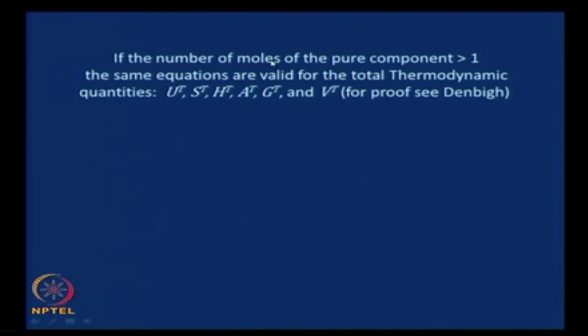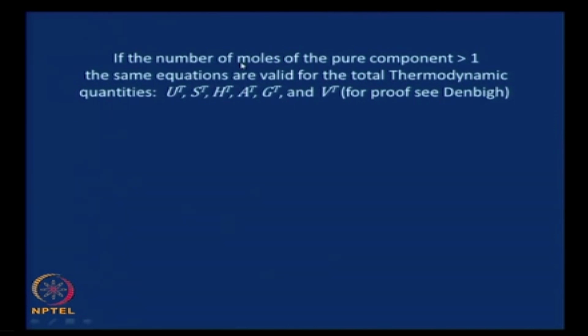It is still a closed system, it is still a pure component, and only the number of moles are more than 1. Remember we had used U, S, H, A, G for the thermodynamic quantities for 1 mole of the substance. Now since the number of moles are greater than 1, let us use a slightly different terminology so that there is no confusion later. The terminology for the thermodynamic variables of a system consisting of n moles of a pure component is U total, UT, S total, ST, H total, HT, A total, AT, G total, GT, and V total, VT.